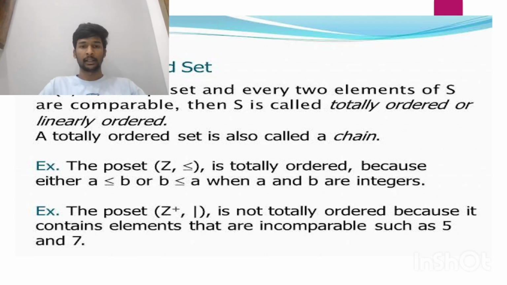Let's take the second example. Suppose that the set of positive integers Z plus is not totally ordered because it contains elements that are incomparable, such as 5 and 10. Let's see. The given poset is not totally ordered because it contains elements which are incomparable. As I said, the totally ordered set is a comparable set because the elements should be comparable. So it is incomparable, so it is not a totally ordered set.